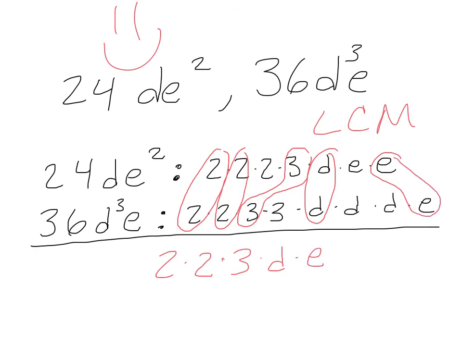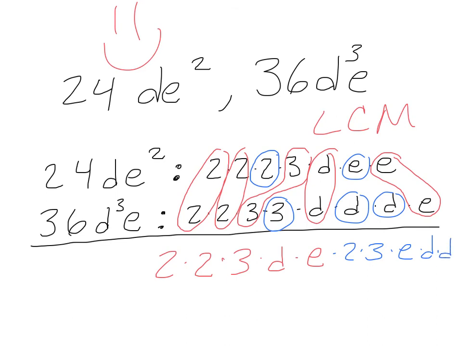The other factors must be represented. So let's take the 2. Let's take the 3, whatever's left over. Let's take this E and these 2 D's. Perfect. Our least common multiple is this big old mess. However, let's make it more concise.